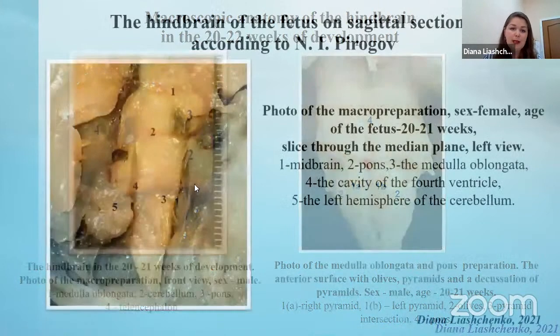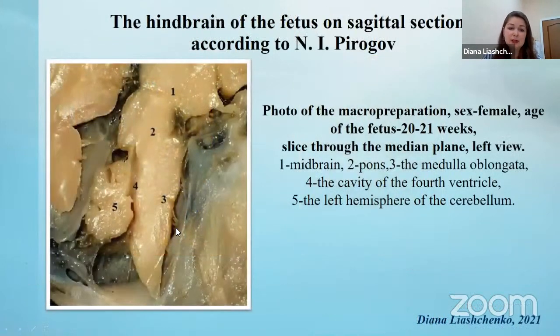I change the photo. It's a sagittal cut of the head of a fetus, and we can see the medulla oblongata too. Number 4 is the fourth ventricle, and number 5 is the cerebellum, and the mesencephalon. You can see the brainstem in this photo, the pons and the medulla oblongata.